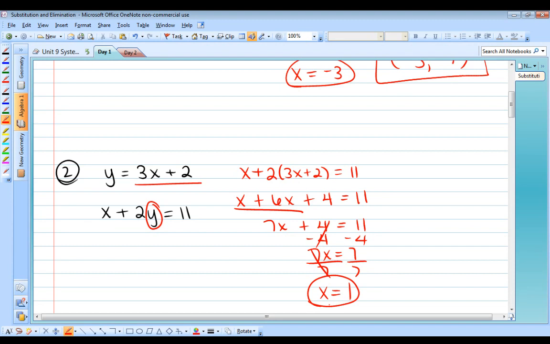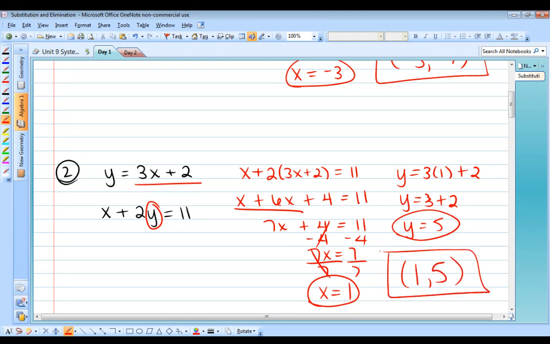And then I can plug that in and solve for y. So y equals 3x plus 2. And now that I know that x equals 1, I can say that that is 3 times 1 plus 2. 3 times 1 is 3. And 3 plus 2 equals 5. So 5 is my y value. So I put them in ordered pair form. 1, 5 is my solution to this system of equations.